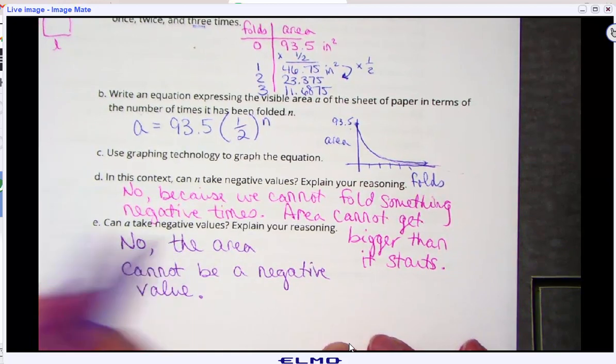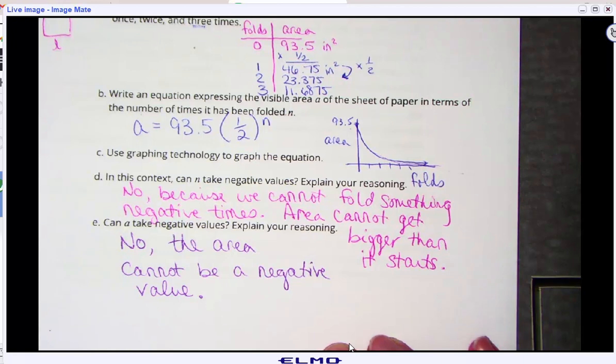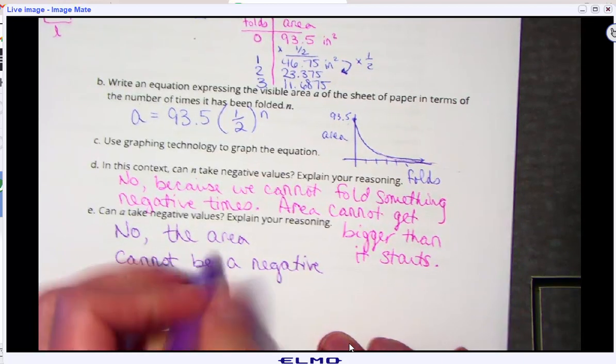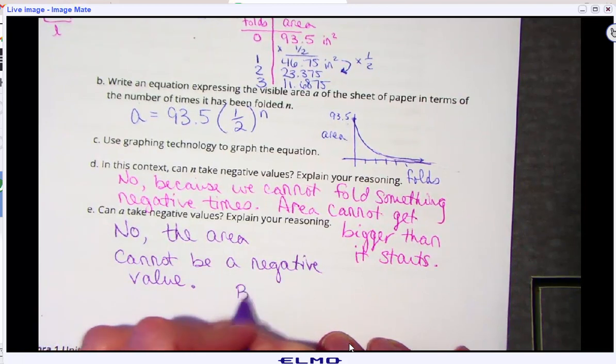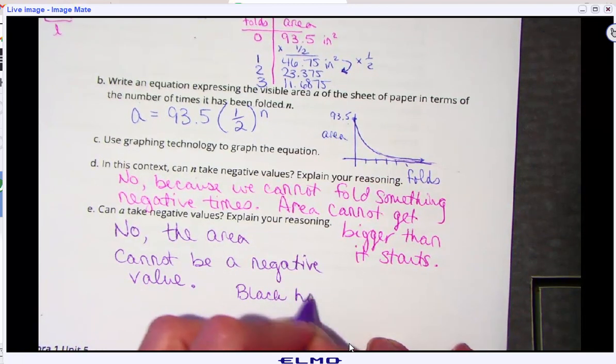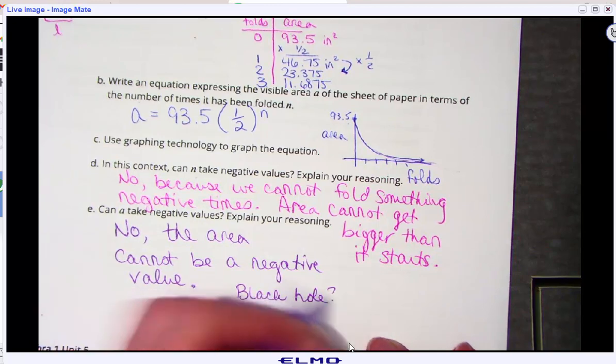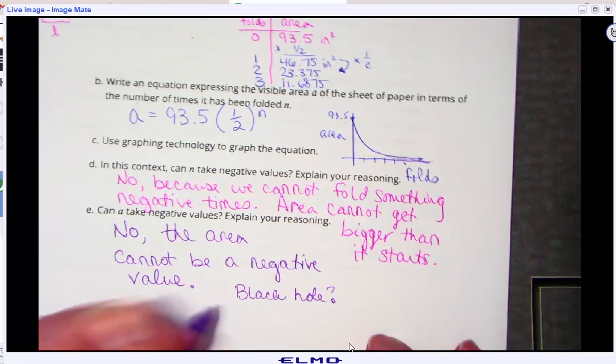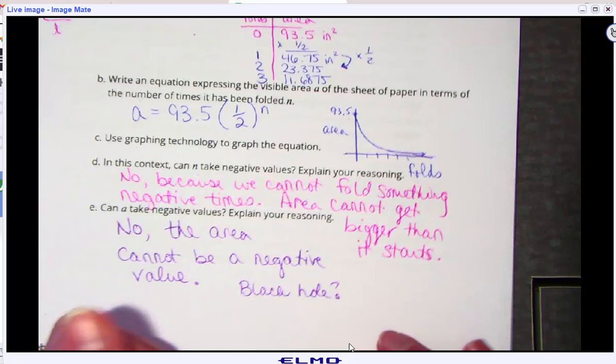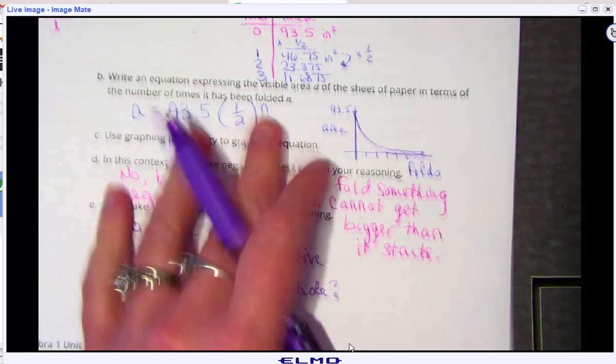I really don't know what a negative area might look like. That might be a black hole out in space. I don't know. I think we're breaking science at that point in time, so I think we should stop. All right, so you might be like, black hole? Maybe? We just can't have a negative value. It's just not going to happen.